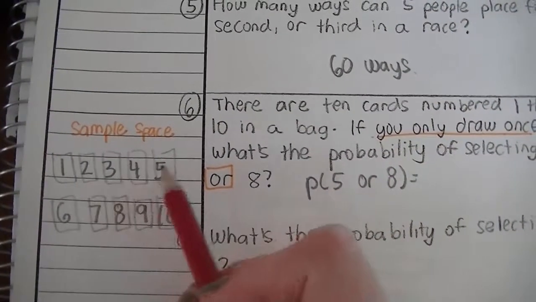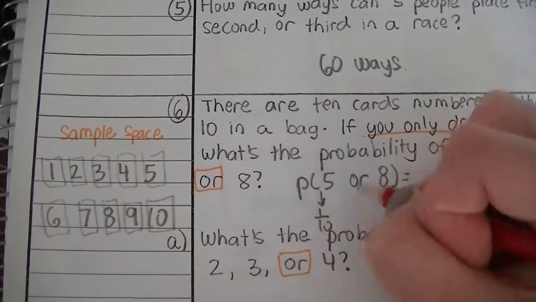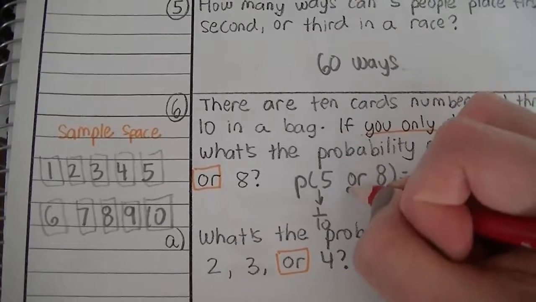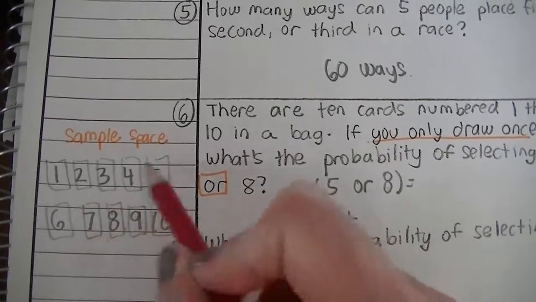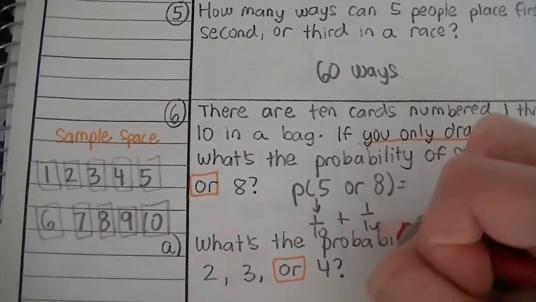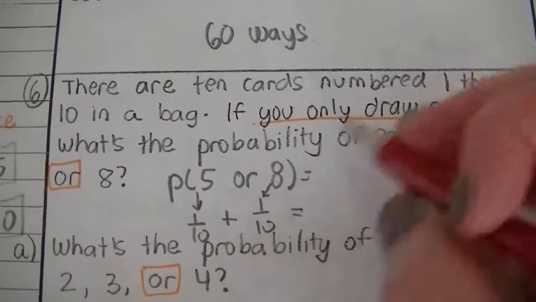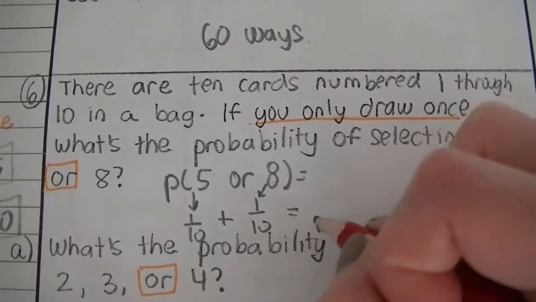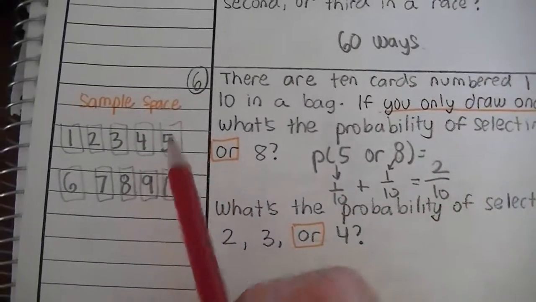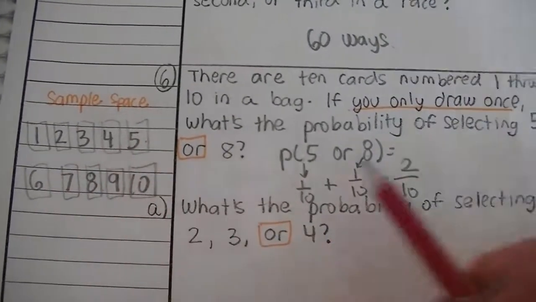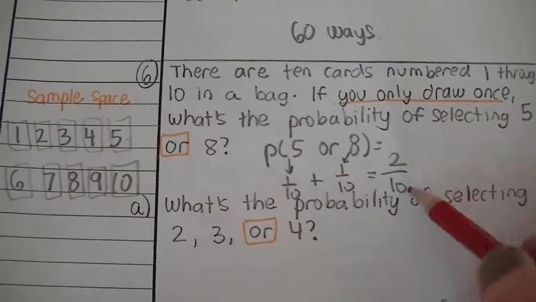Okay, well, how many 5s are there? There's 1 out of the 10 possibilities. Or in probability means to add. Probability of getting an 8, there's only 1 out of the 10 possibilities. These fractions have the same denominators, so they're the same size pieces, so maintain that same denominator and just add 1 plus 1 is 2. Or you could say there's a 5 and an 8, there's 2 of them out of the 10 possibilities, so it's 2 out of 10.